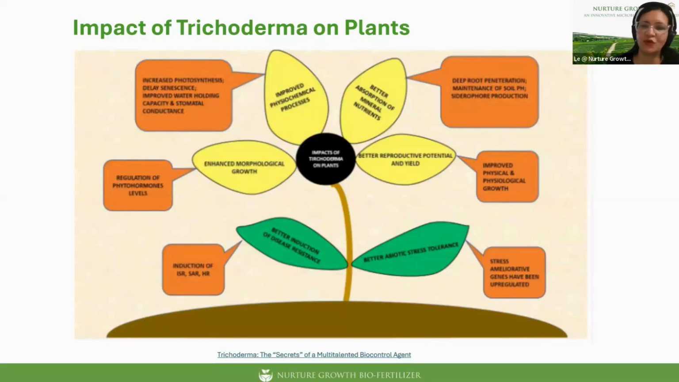So that means more growth, and more physical growth means better reproductive potential and better yield. Because of the presence of Trichoderma, plants are able to give better yield.